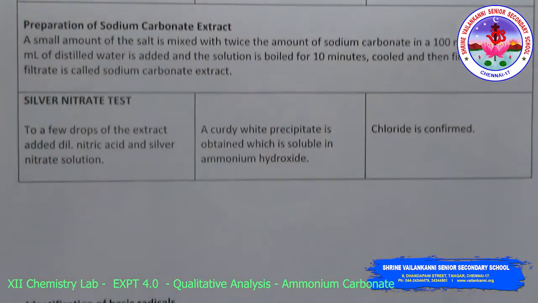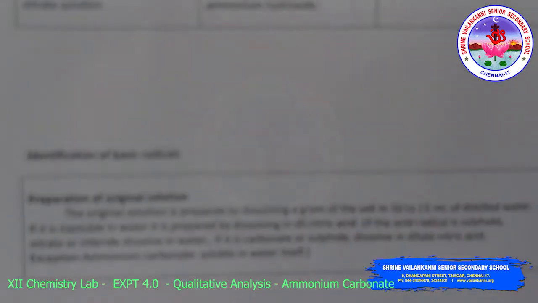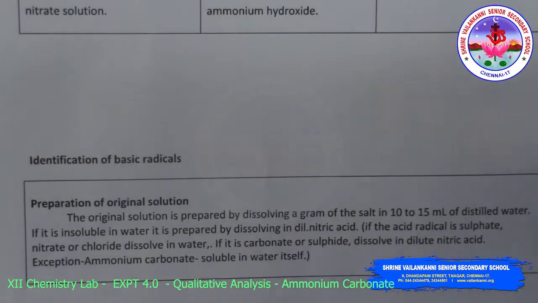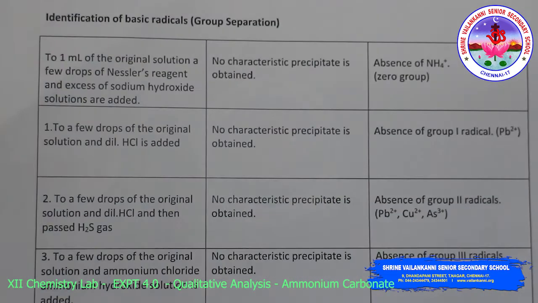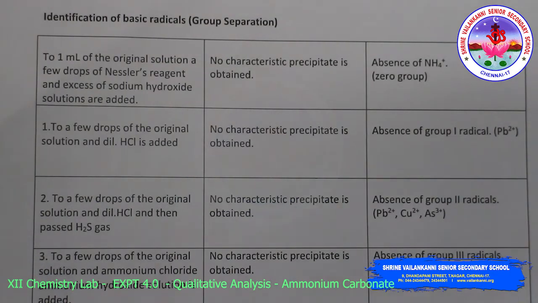Then identification of basic radicals, starting with preparation of the original solution. Already I said how to prepare the original solution: take some amount of substance and add water, that is called the original solution. After confirmation of the chloride, you have to directly do the identification of basic radicals, that is group separation.